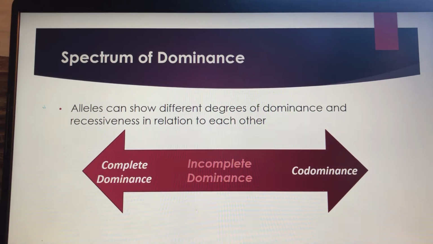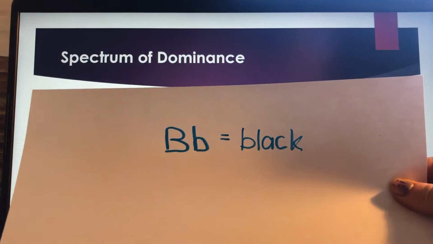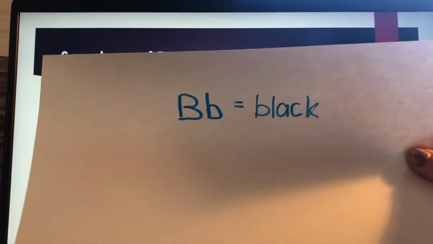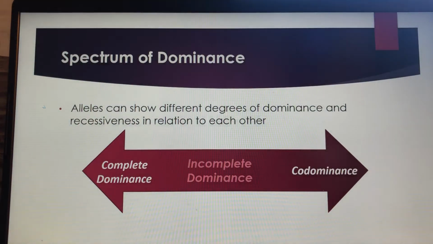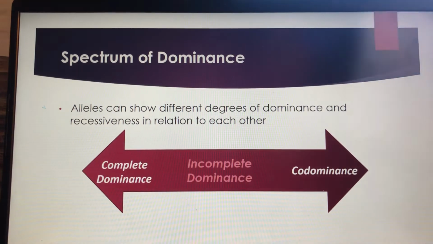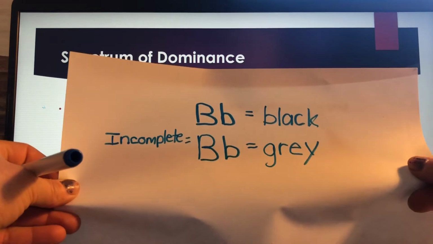Let's take the color black, okay? And black would be dominant to white. Well, let's start with complete dominance. The heterozygote for complete dominance would be black, right? Just as you've learned, because the dominant allele basically masks the effects of the recessive allele, okay? Now, let's take a look at an example of incomplete dominance. The heterozygote would be in between, okay? So that means the heterozygote would be a blending effect. So in this case, the heterozygote would be gray.